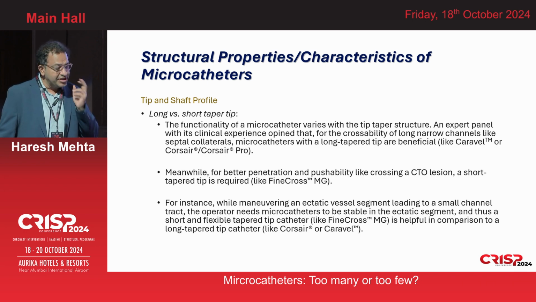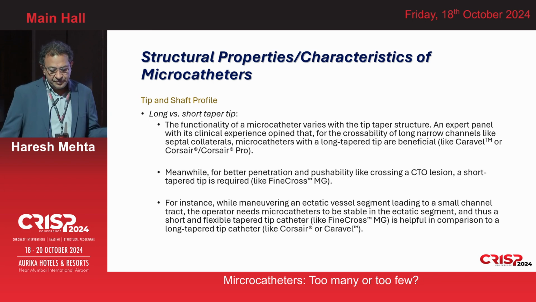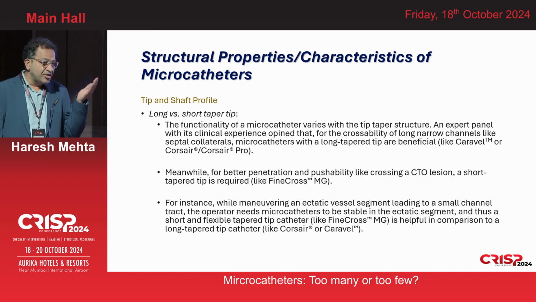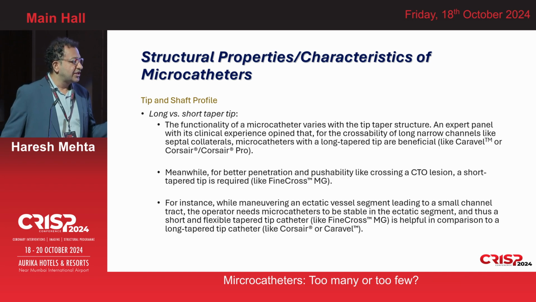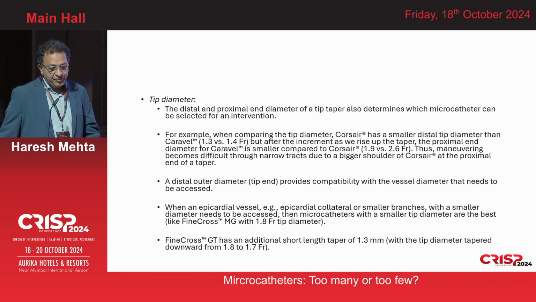Then for better penetration and pushability in CTOs, where you need more push, you would need a Turnpike, or a Corsair, which is very difficult at times. You need a Tornus, but unfortunately Tornus seems to be losing ground. We don't get it very easily. And sometimes you just want to get into a very tortuous collateral where nothing else works, just a Finecross works at times. So you have to select your catheter based on that.